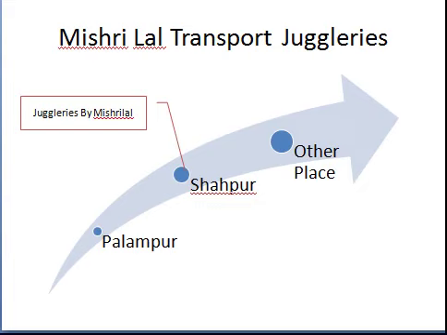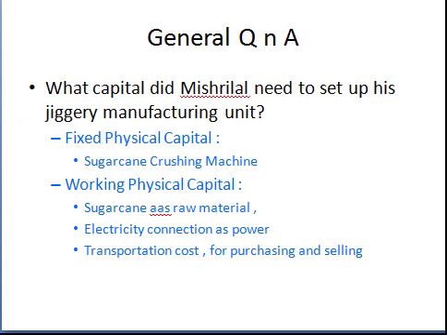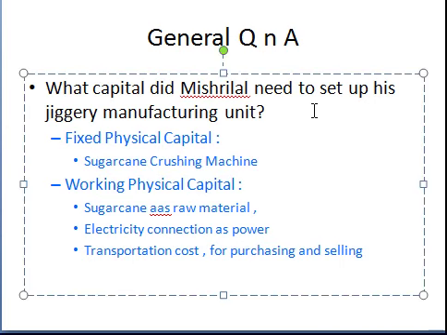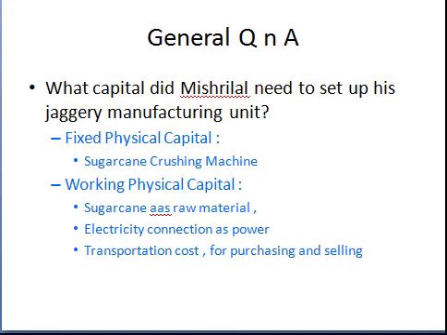So students, we have to answer certain questions related to the Mishrilal case. The first question is, what capital did Mishrilal need to set up his jaggery manufacturing unit? So students, you know very well, without capital no business can be started. Here Mishrilal needs two types of capital, fixed physical capital and working physical capital.